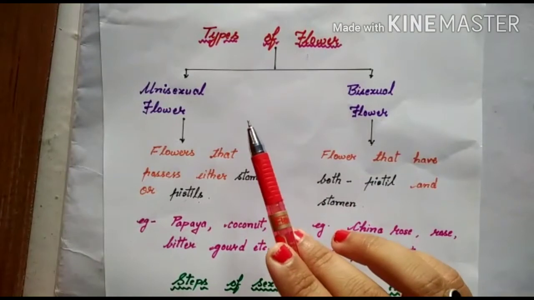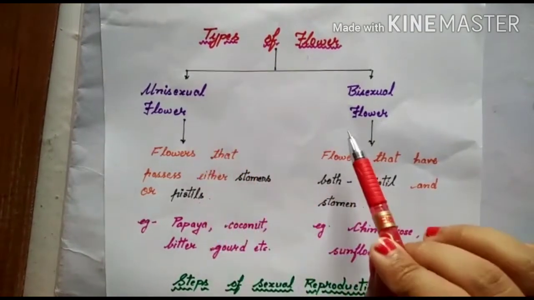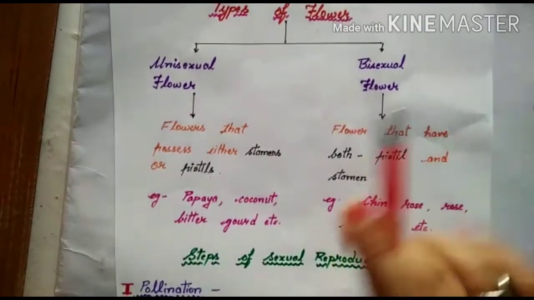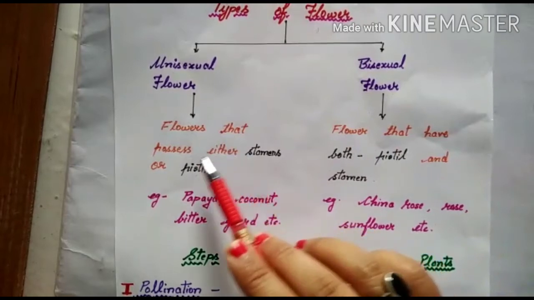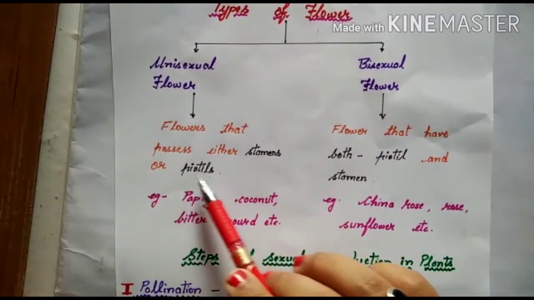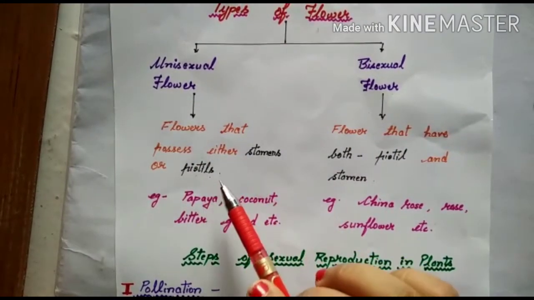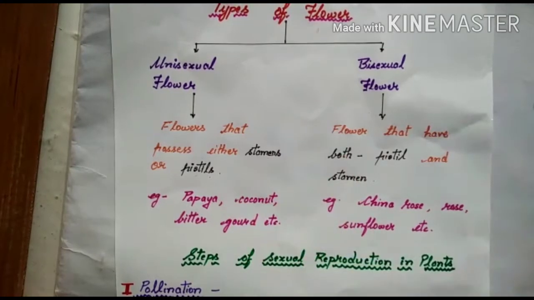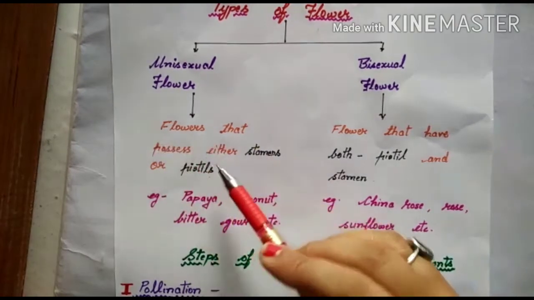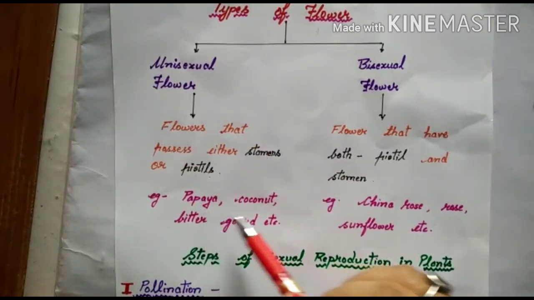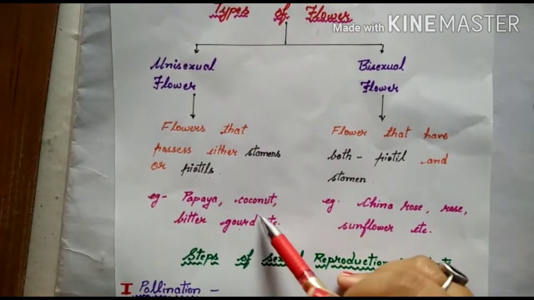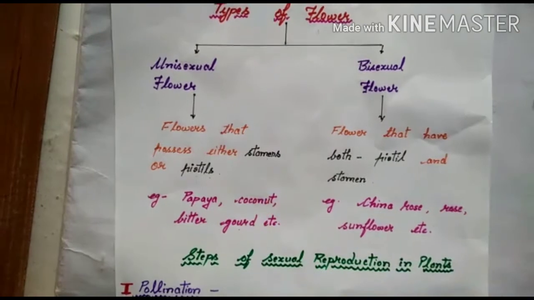There are two types of flower: unisexual and bisexual. So what is unisexual flower? The flower that possesses either stamens or pistils is known as unisexual flower. Means the flowers which contain only one reproductive part, either male or female, are known as unisexual flowers. Example: papaya, coconut, bitter gourd. These are the examples of unisexual flower.